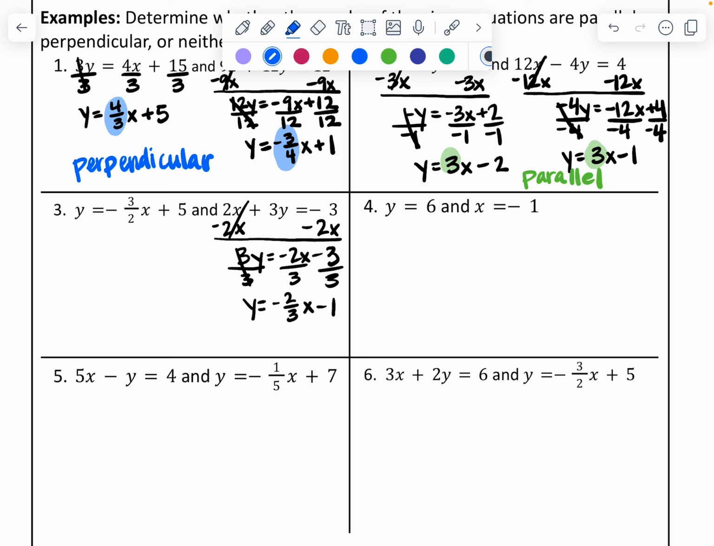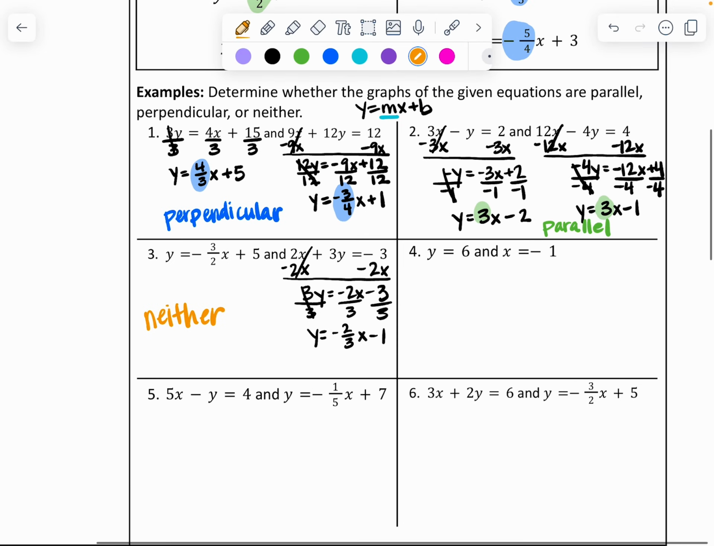Now, they do not have the same slope, so they're not parallel. And they also do not have opposite reciprocals because they're both negative. So these are neither. They are not parallel or perpendicular.